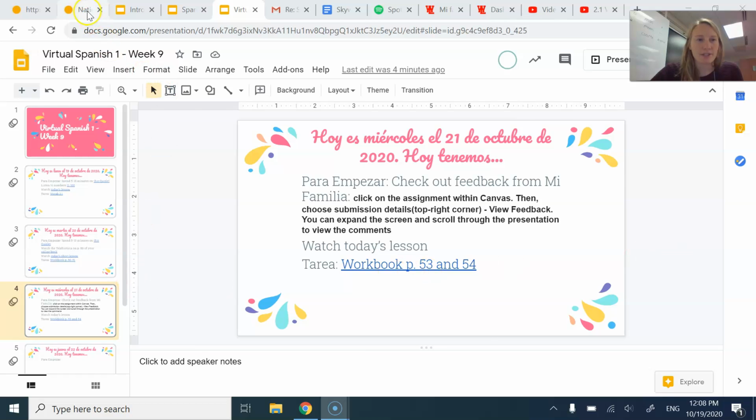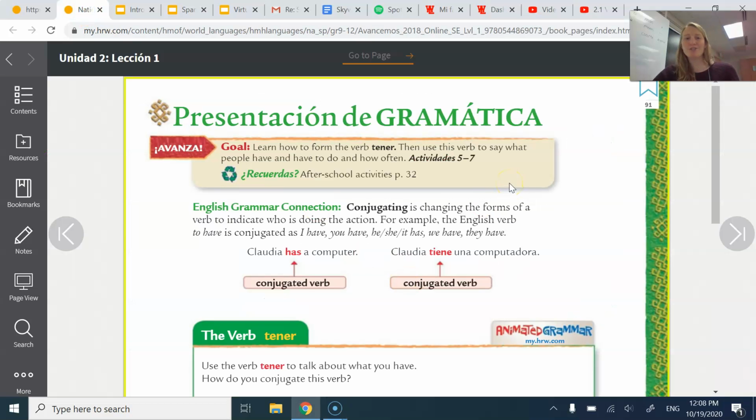So on to the lesson for today. Today we're learning about conjugation. We're learning about how to form the verb tener. We're going to use this verb to say what people have and also what they have to do.